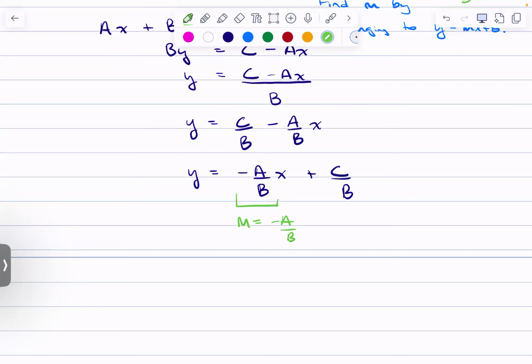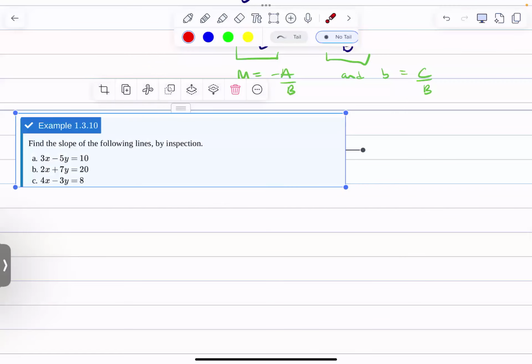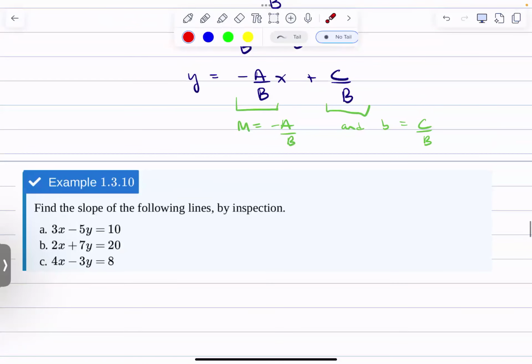Well, and I guess the y-intercept is c over b, but they didn't mention that. Not sure why. It's equally useful, I think. But they were focused on this guy here, negative a over b. Using that fact, you can find the slope of each of these lines.